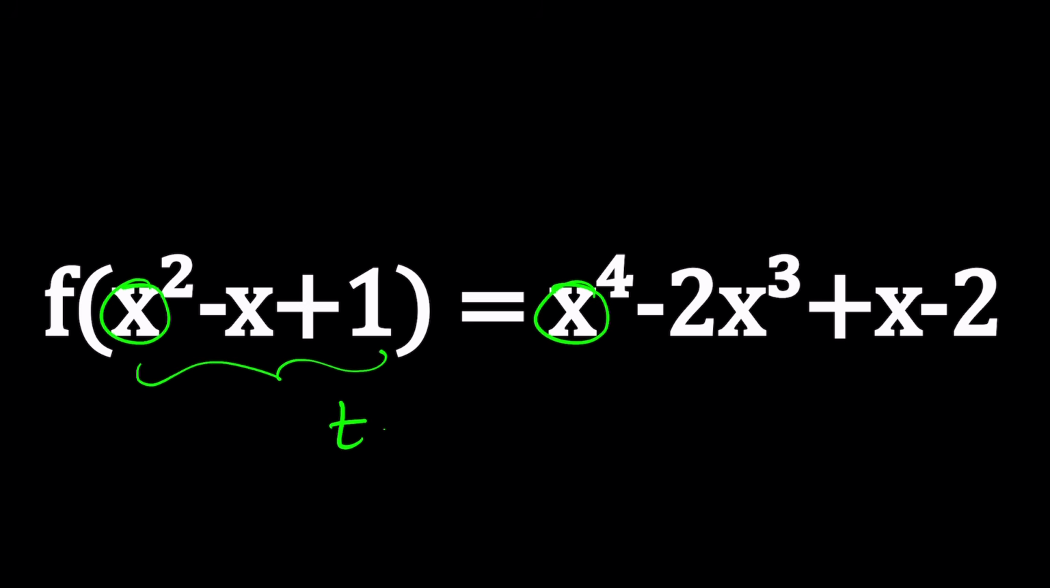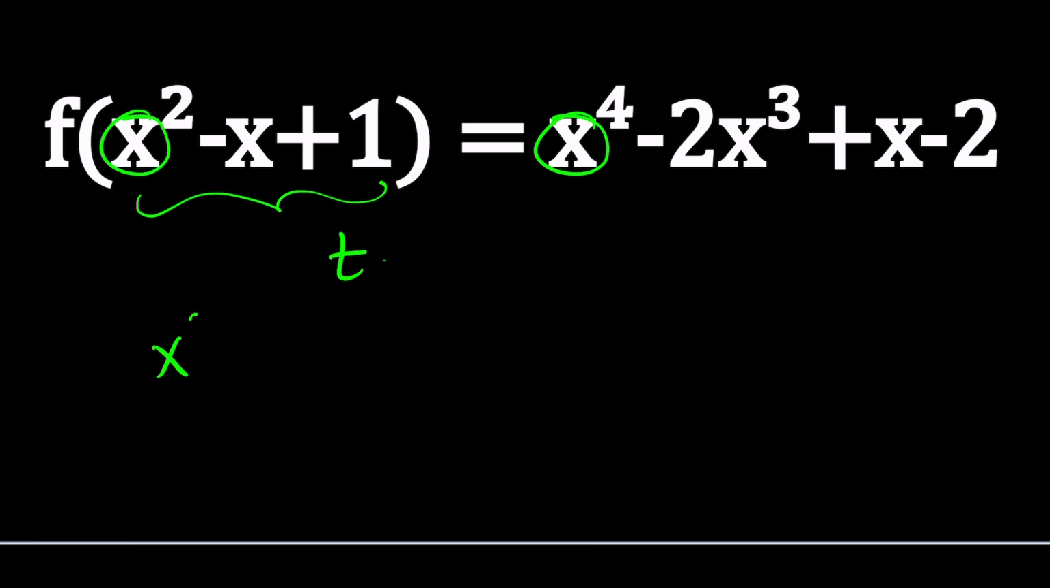Because if you can find f of t in terms of t, then you can just replace t with x at the end to find f of x in terms of x. Make sense? That's our goal. Now let's go ahead and start with this then. x squared minus x plus 1 equals t. Again, our goal is to solve for x. How can we do that?